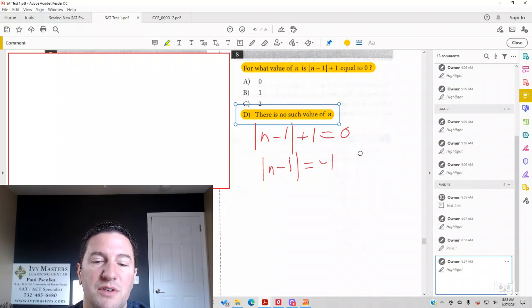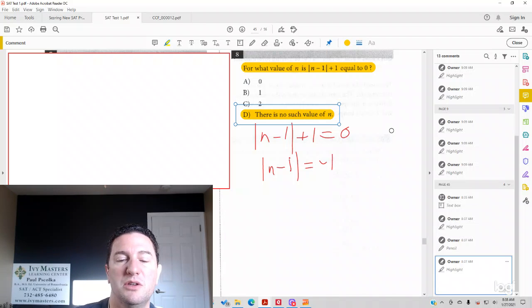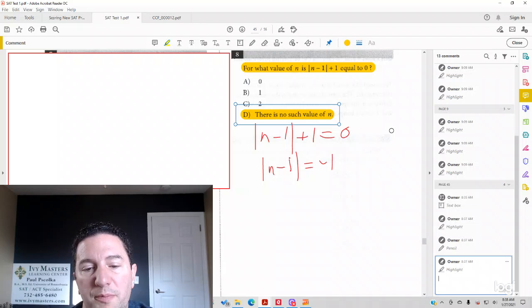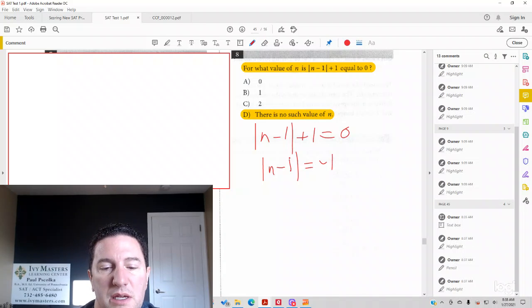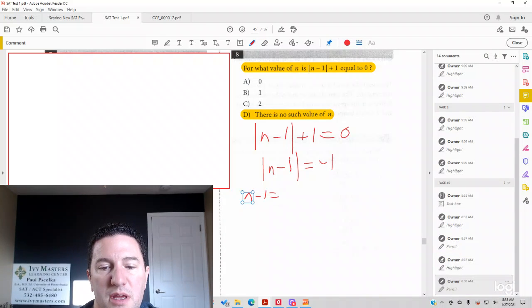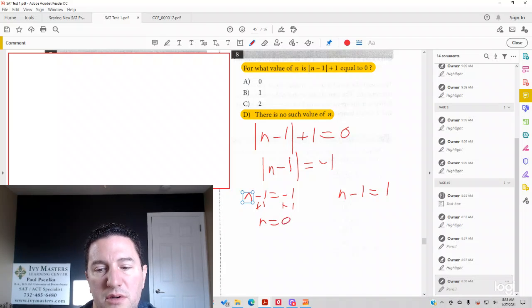How would you solve an absolute value for maybe a different question that you need to do? Well, what we do is we write two equations at this point. So one would be n minus 1 equals negative 1 and n minus 1 equals positive 1. And then you'd solve each of them. Here you'd add 1 to both sides, and you get n equals 0. And here you'd add 1 to both sides, and you get n equals 2.